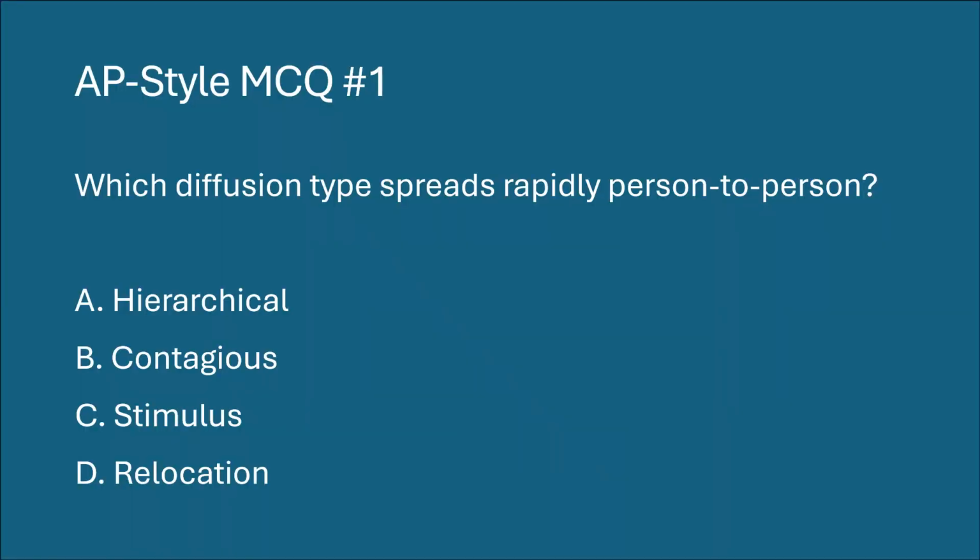Let's look at some MCQs to kind of practice Unit 3 a little bit. Question number 1. Which diffusion type spreads rapidly person to person? Is it A, hierarchical, B, contagious, C, stimulus, or D, relocation? Take a few seconds and choose the best answer. Go. If you chose B, contagious, you chose correctly.